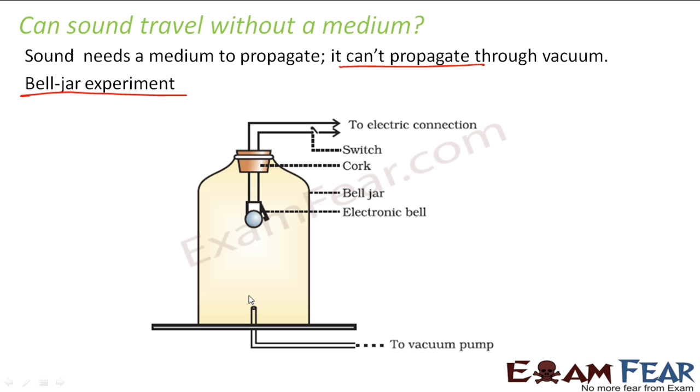Correct? Because normally, how is it getting propagated? It is getting propagated because of the vibration of the particles of the medium. The particles are vibrating, and that is how they make the neighboring particles also vibrate. So if you do not have a medium, you do not have the particles at all, so the sound will not be able to propagate. That is why we say that sound needs a medium. A medium is a must for sound to propagate.